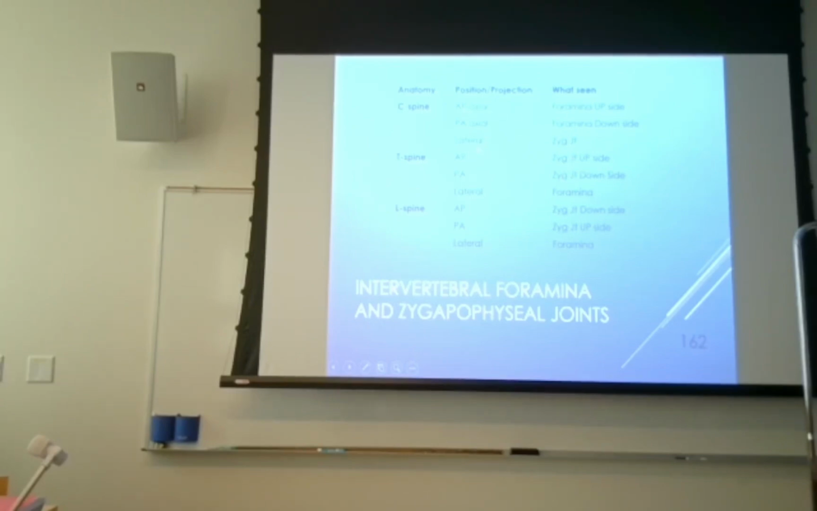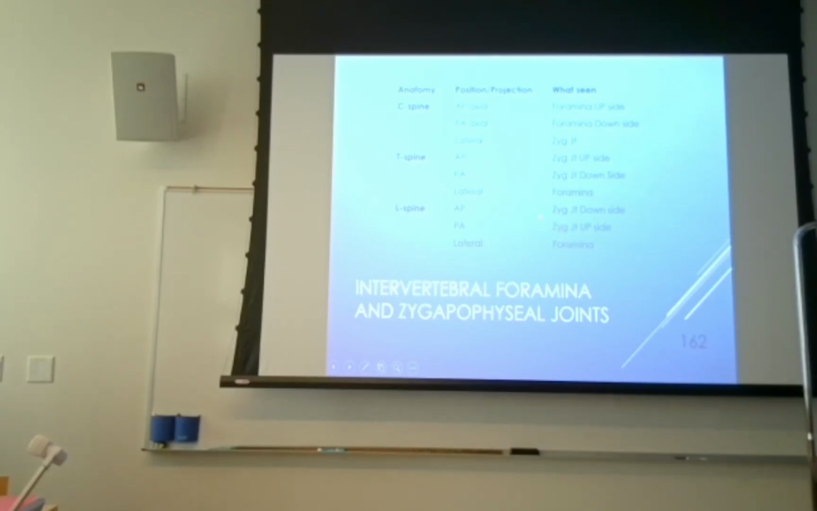So for your lateral zygapophyseal, we're going to see the zygapophyseal joint on the C-spine on the lateral, and on the obliques, it's going to be on the lateral. We're going to see the intervertebral foramina. But whether we see it on the upside or downside for the opposite anatomy is going to be the same. So the AP axial, we're going to see the foramina on the upside on the C-spine, foramina on the downside on the PA axial. T-spine is going to be on the PA, it's going to be on the downside, and the AP is going to be on the upside.